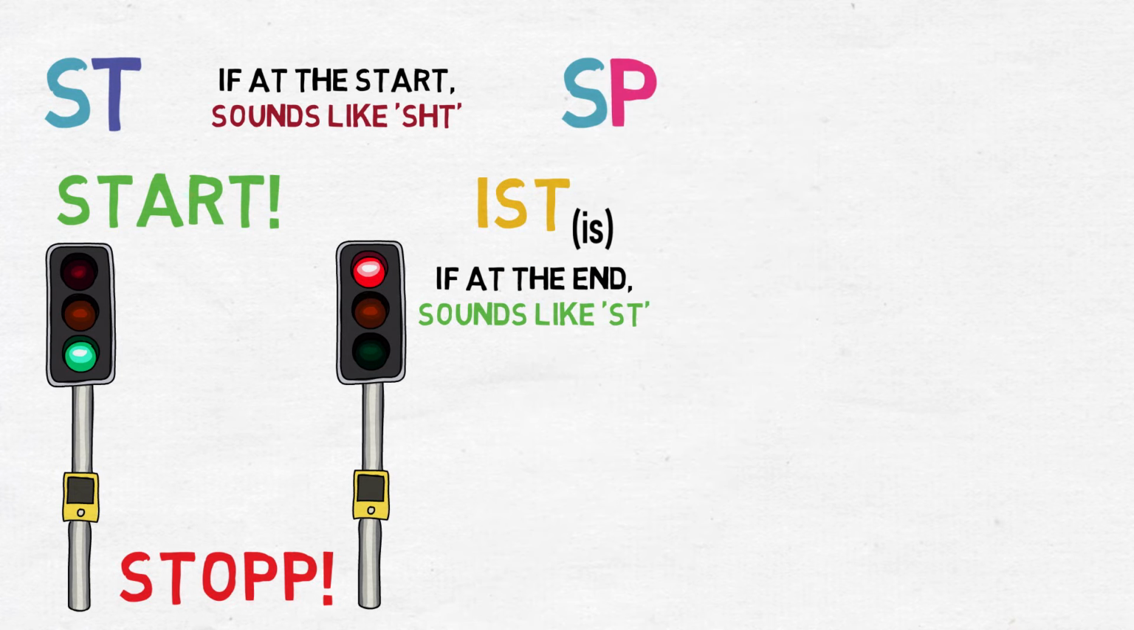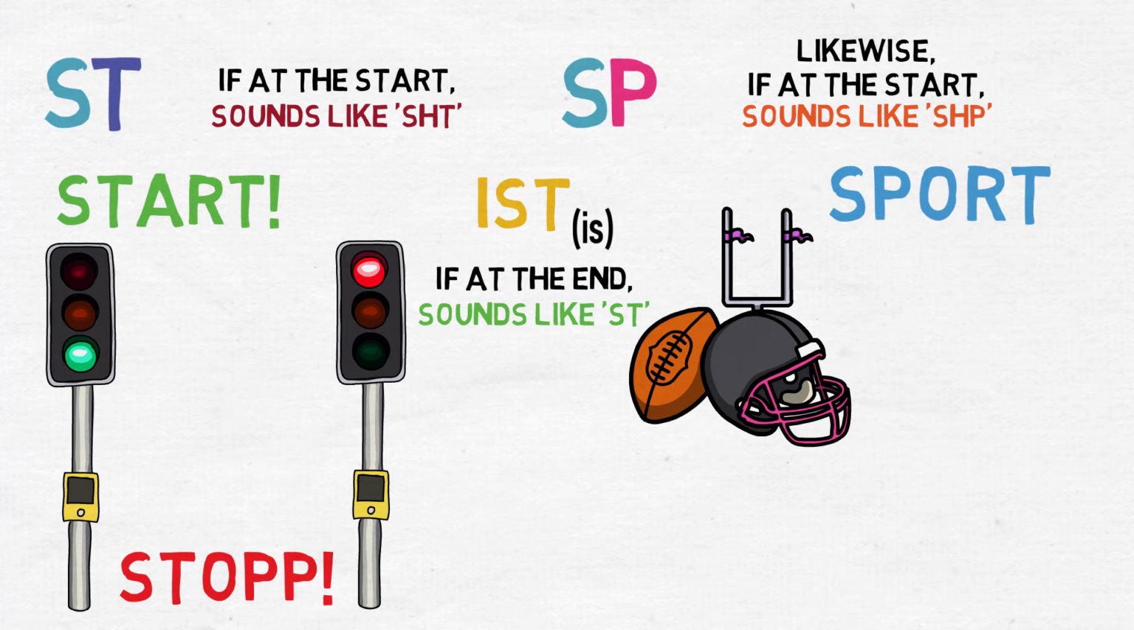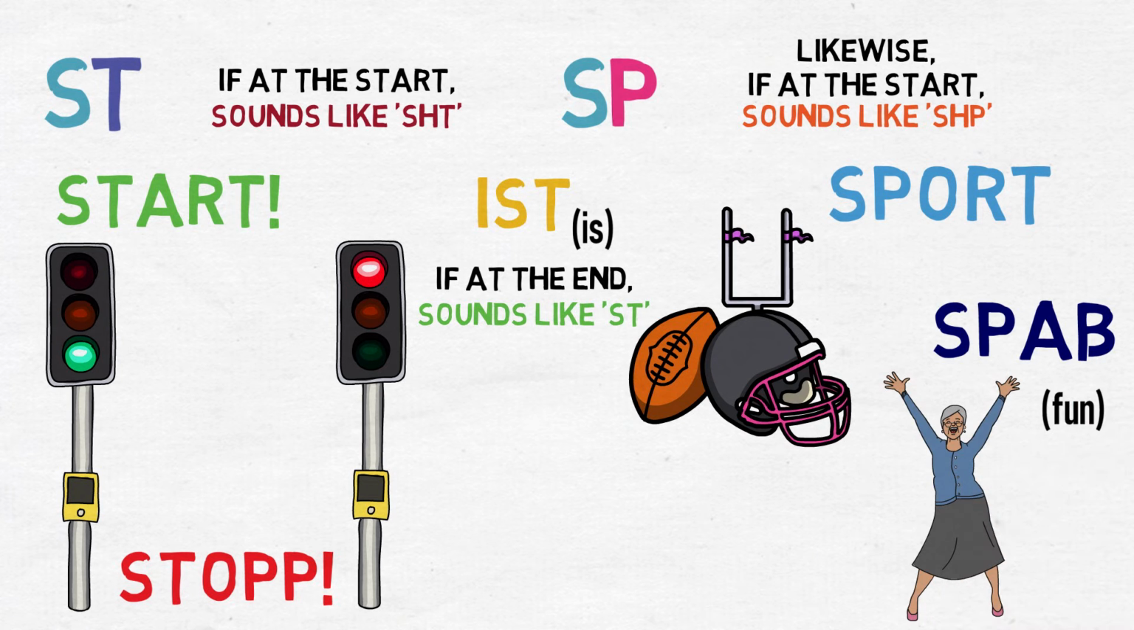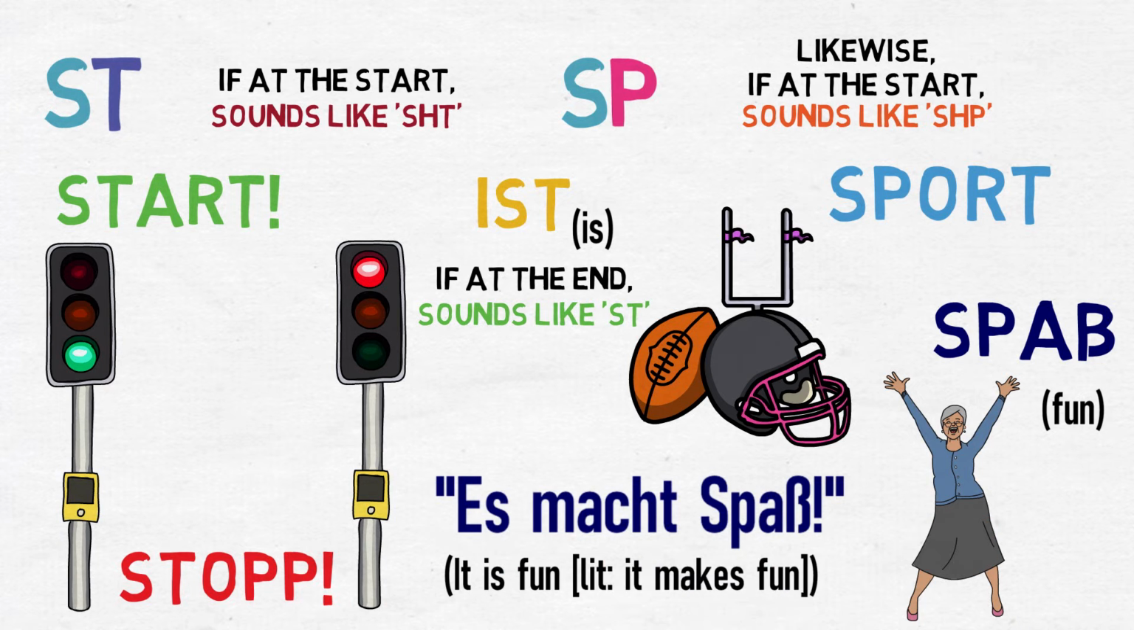Sp. The same thing happens here, and the pronunciation is shp, such as in Sport or Spaß, meaning fun. It's important to remind you here that Spaß is a noun, and so can't be used to describe something. If you want to say something is fun, you say it makes fun. Es macht Spaß. Or, more simply, you can use the word lustig to mean both fun and funny.